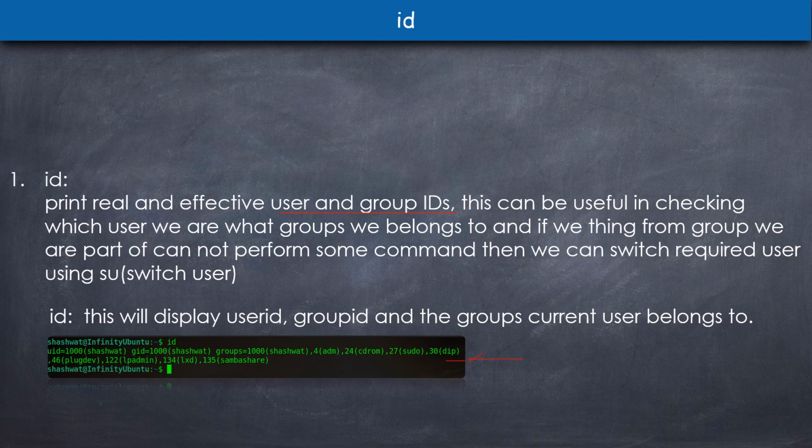If you can see here, I gave id. The current user is Shashwat. His group ID is 1000, and the group name is Shashwat. The groups of which he is part are Shashwat, admin, cdrom, sudo, dip. So these are the groups of which this user Shashwat is part. This is very useful in troubleshooting issues related to a user or groups. Let's move forward now.